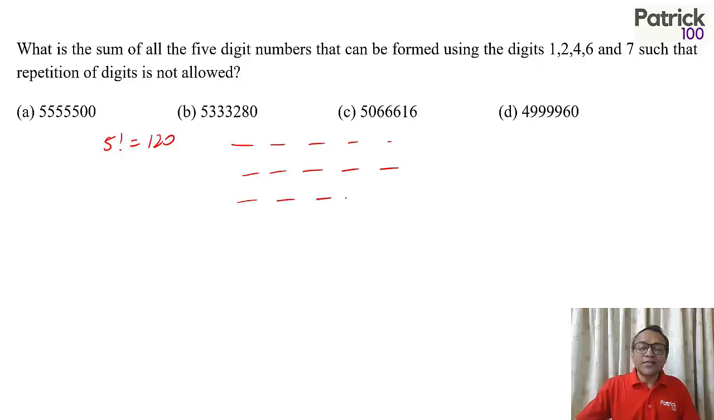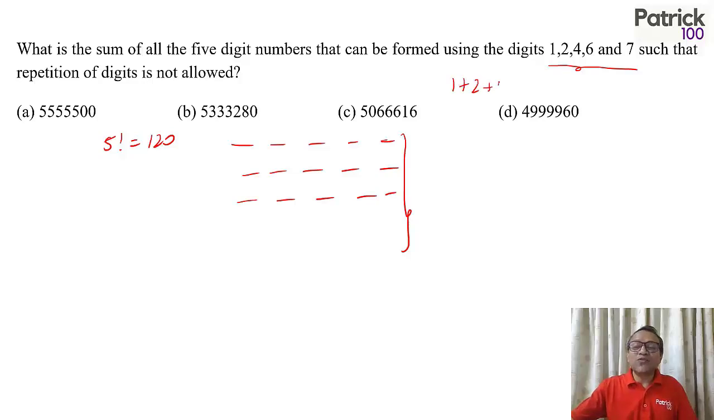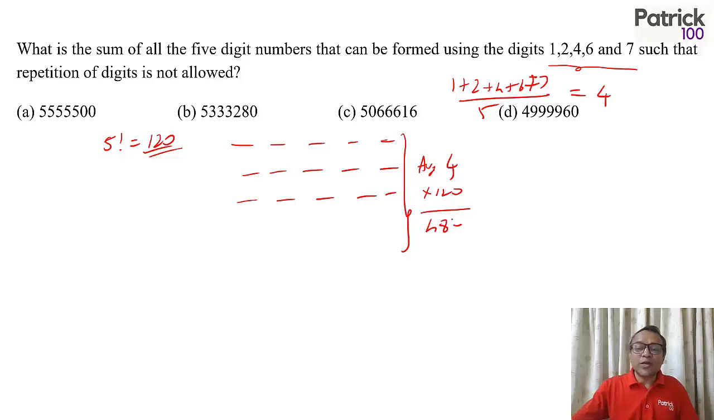If I add all the 120 numbers, in the unit digit, all these digits will get repeated equally. 1, 2, 4, 6, 7 will get repeated an equal number of times. So the average is 1 plus 2 plus 4 plus 6 plus 7 divided by 5. 20 upon 5 is 4. So the average is 4 and there are 120 unit digit numbers, so the total of all the unit digits is 480.